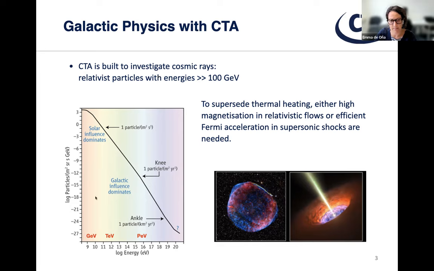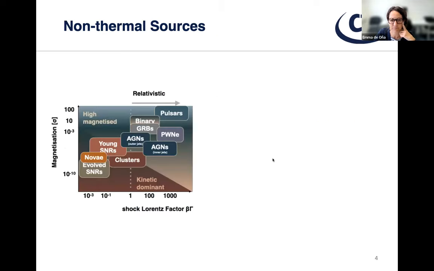This is, for example, the cosmic ray spectrum that we detect on Earth. And you see the energies are around 10 to the 13, 14 electron volts. This is the range of particles we are interested in. And then, of course, to reach these energies and to supersede thermal heating, you basically need relativistic flows or efficient Fermi acceleration in supersonic shocks. So the particles are accelerated to these 10 to the 9 electron volts.